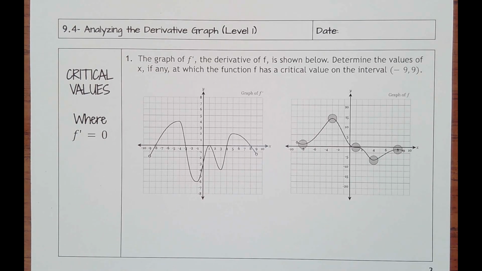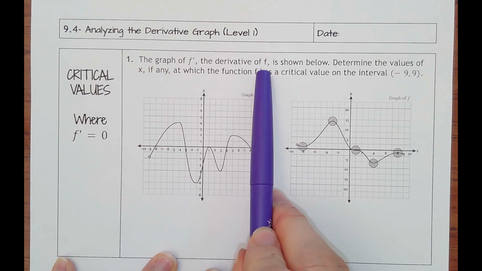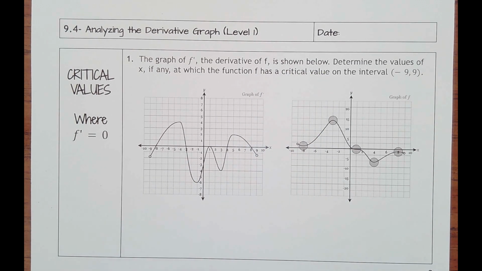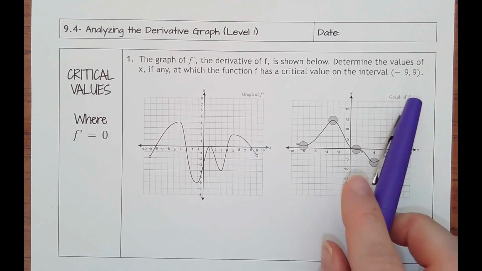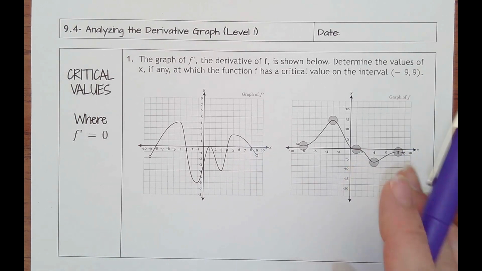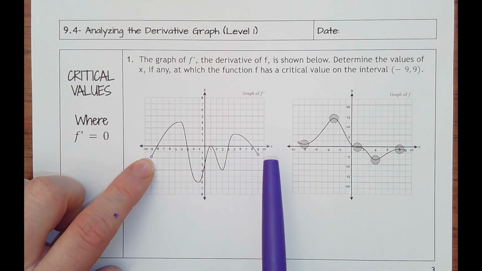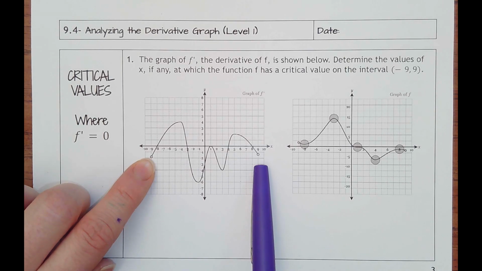Lesson 9.4 is analyzing the derivative graph, level 1. Number 1 says the graph of f prime, which is the derivative of our normal function f, is shown below. Determine the values of x, if any, at which the function f has a critical value on the interval -9 to 9. So we talked about how this just tells you the x values that your function goes from. It tells you they're open circles instead of closed.